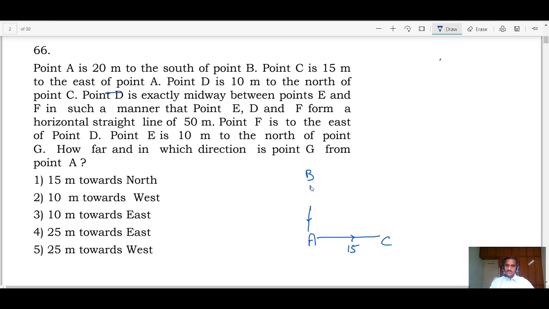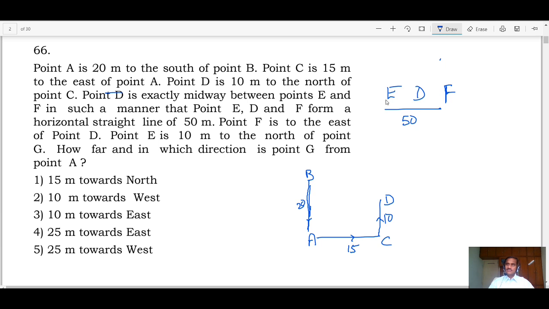Now B is here, this is 20 meters, and D is 10 meters to the north of C, D will be here. Now the distance is 10. Out of this total distance 20, this is 10, and the remaining will be 10 more. D is 10 meters to the north of C, and D is exactly midway between E and F, and the distance between E and F is 50 meters.